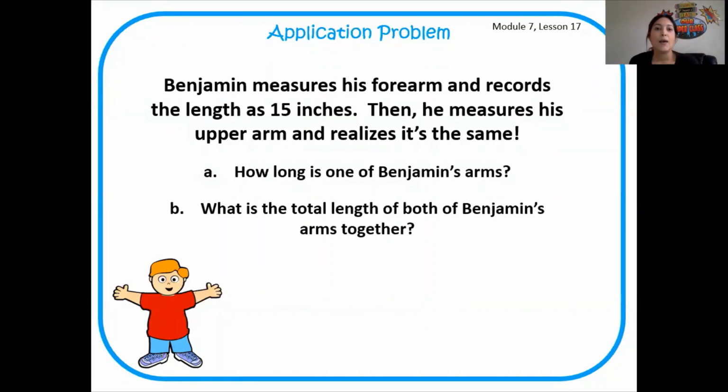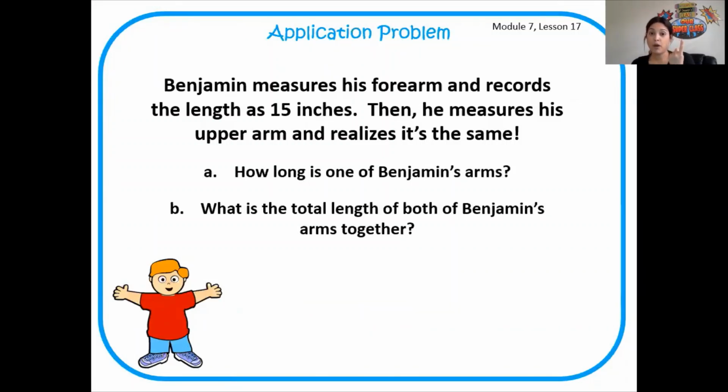It says, Benjamin measures his forearm, so remember, this is his forearm, and records the length as 15 inches. Then he measures his upper arm and realizes it's the same. So his forearm from here to here is 15 inches, and then he measures from here to the top, and it's also 15 inches. So they're the same. Question A says, how long is one of Benjamin's arms?